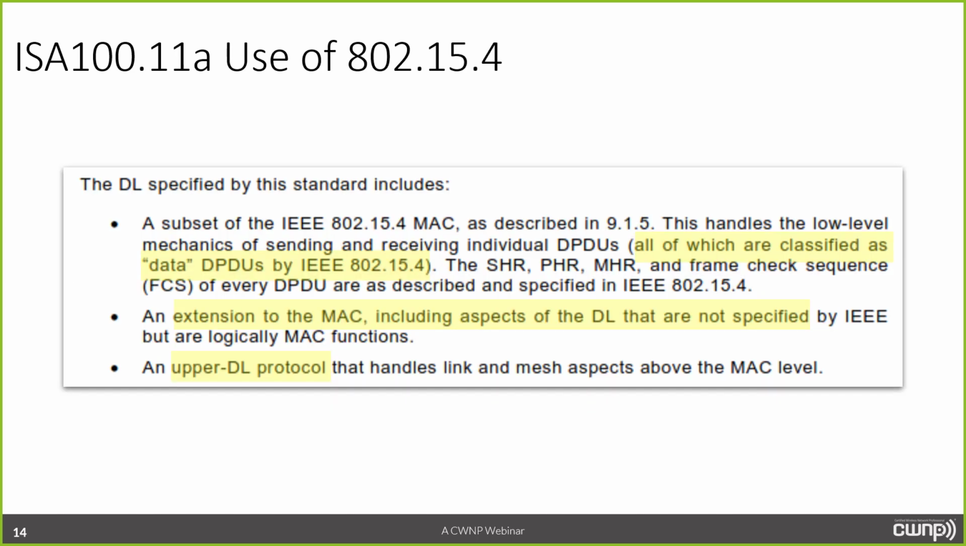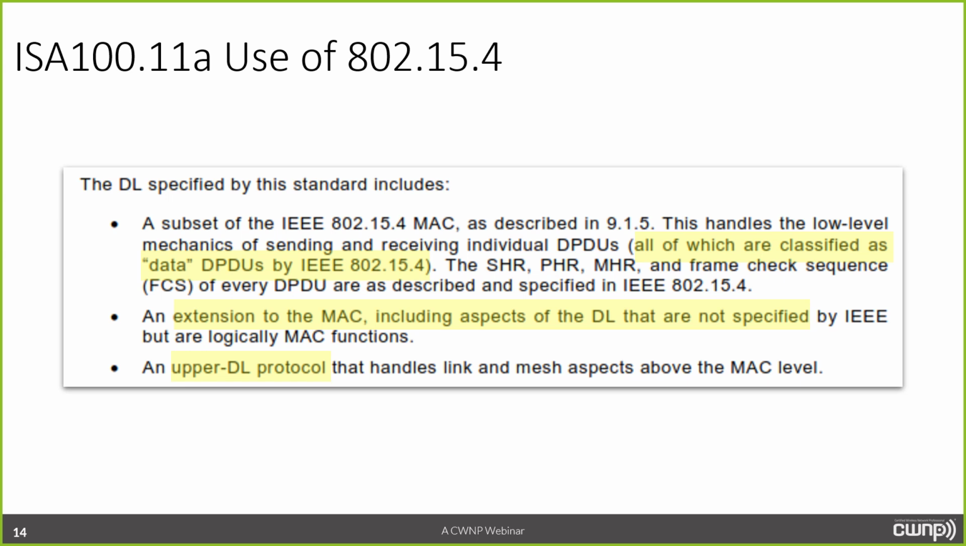Now, does it use 802.15.4? It sure does. And we see here the data link layer specified by the standard includes a subset of 802.15.4. This handles the low-level mechanics of sending and receiving individual DPDUs, all of which are classified as data DPDUs. So in other words, we're only sending data 802.15.4 frames with ISA100.11a. There's also an extension to the MAC, including aspects of the data link layer that are not specified in 802.15.4. And there's an upper data link layer protocol.